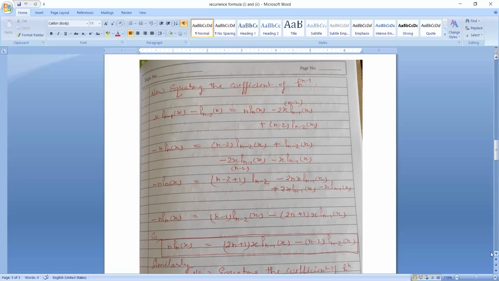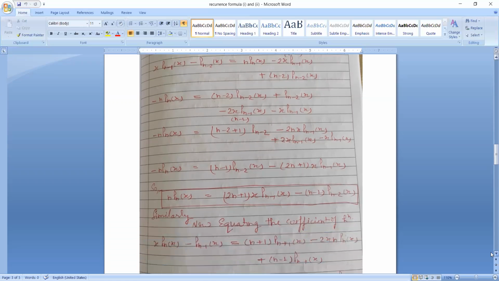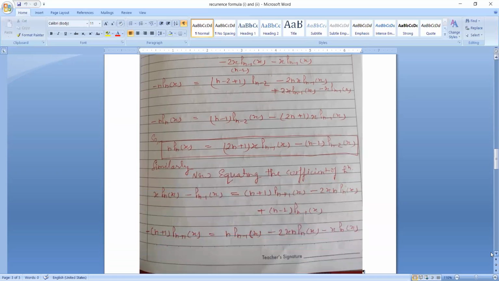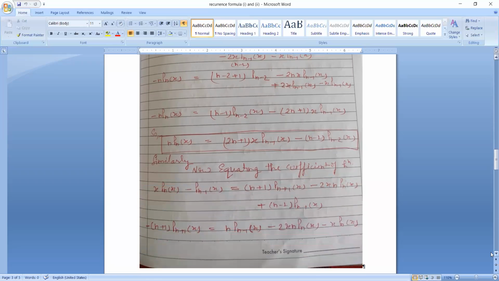Again simplification, this is minus n P_n(x) is equal to P_{n-2}, and P_{n-2} is common, then (n minus 2 plus 1) P_{n-2} minus 2n x P_{n-1} plus 2x P_{n-1}(x) minus x P_{n-1}(x), that is n P_n(x) is equal to (2n plus 1) x P_{n-1} minus (n minus 1) P_{n-2}(x).